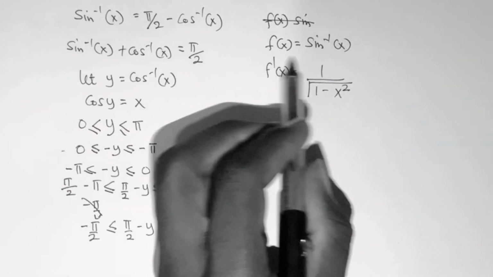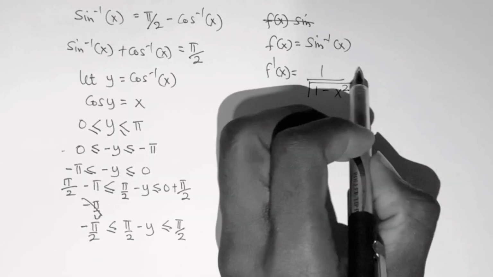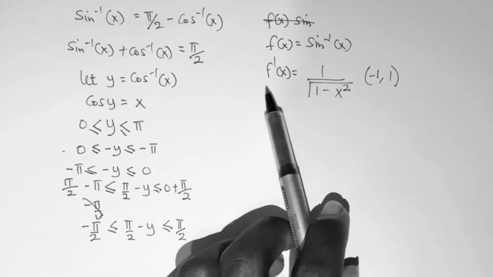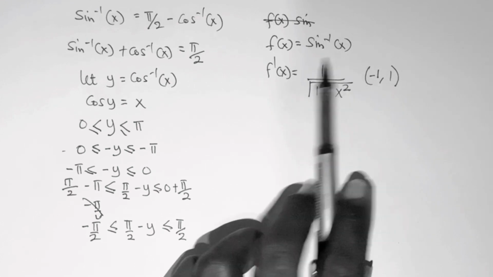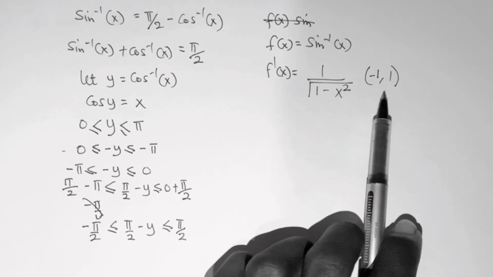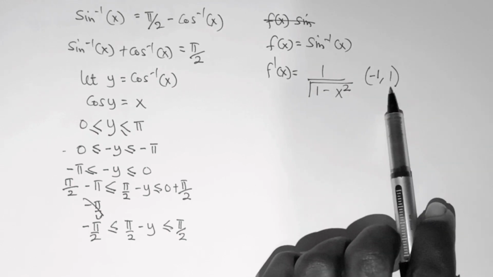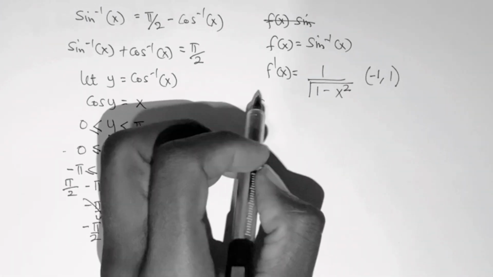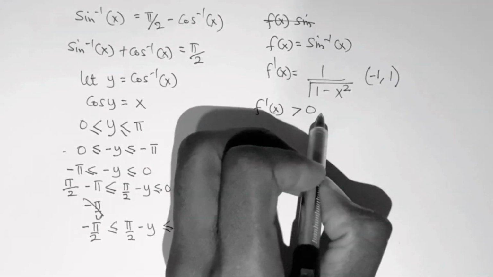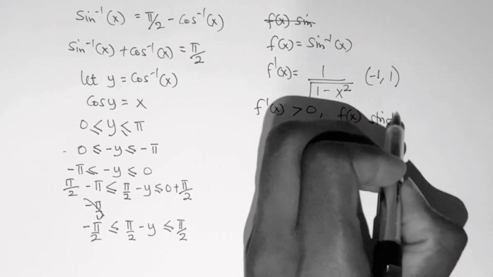But remember that the range of values for which f prime of x will exist is between minus 1 and 1. If you differentiate sine inverse of x, you get f prime of x equals 1 divided by square root of 1 minus x squared. But this is an increasing function in this interval. So since f prime of x is greater than 0, it implies that f of x is strictly increasing.